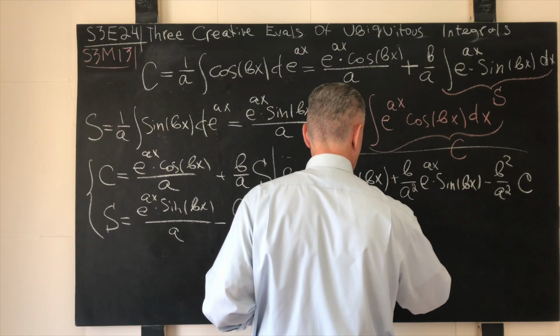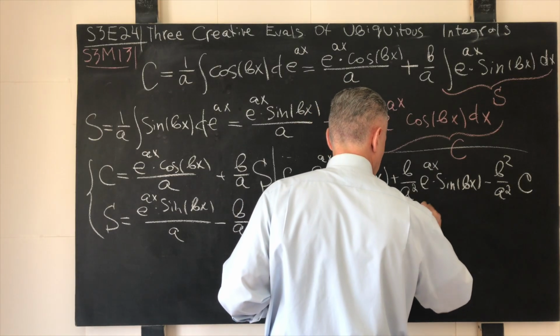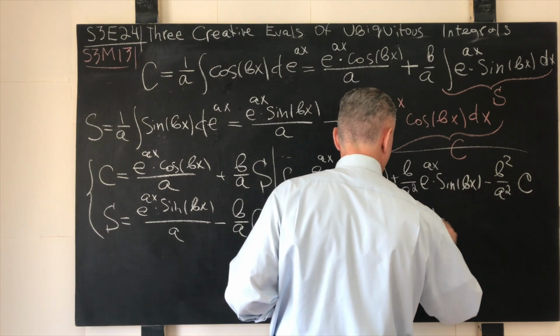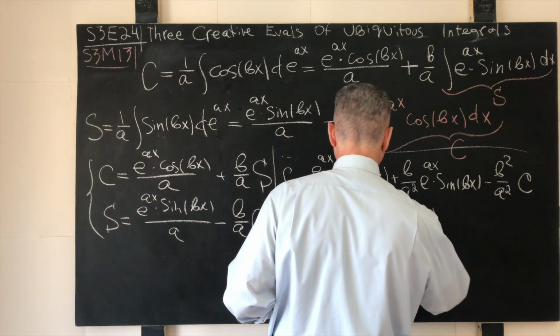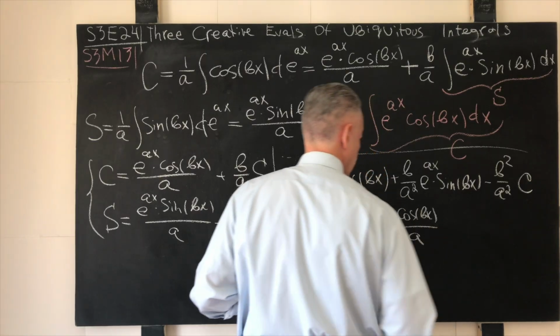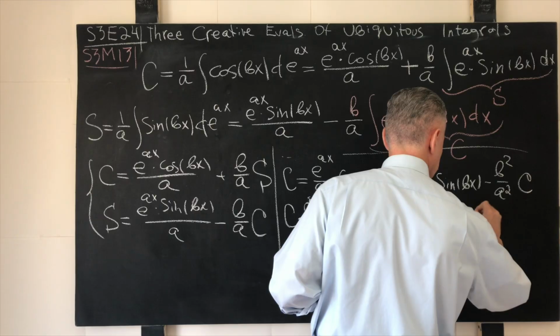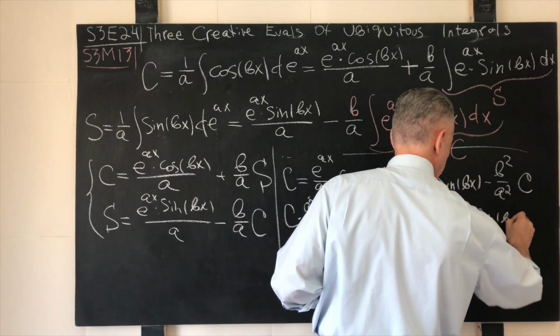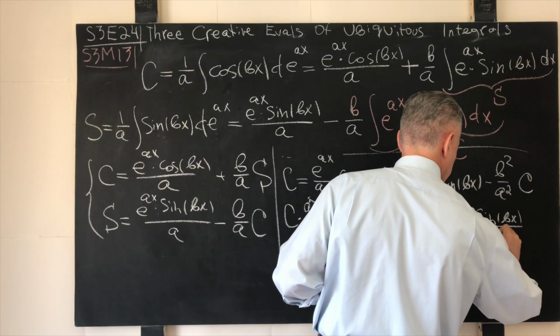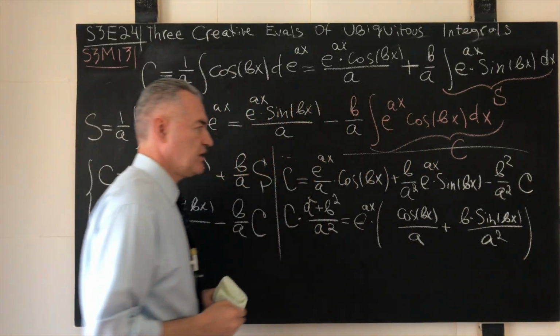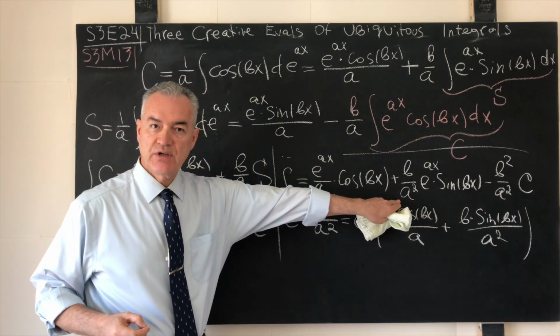And what do we have here? Here we have cosine bx over a on the right hand side plus b times sine bx over a squared. This is already nicely a squared, already nicely over here.